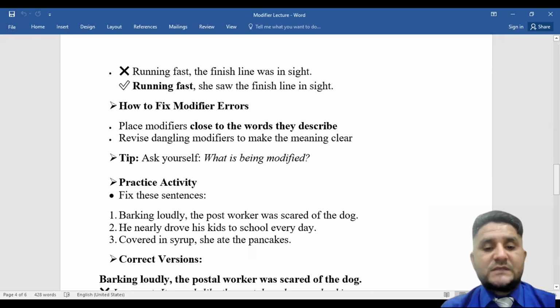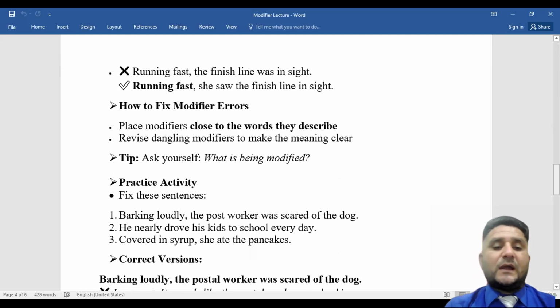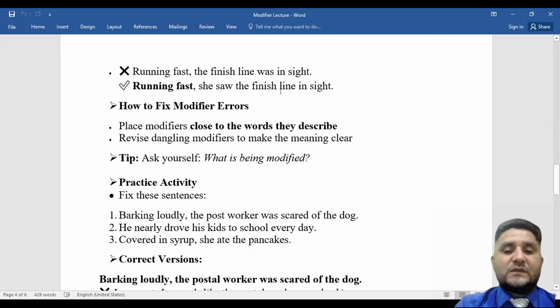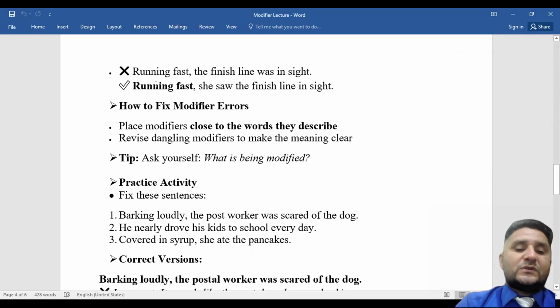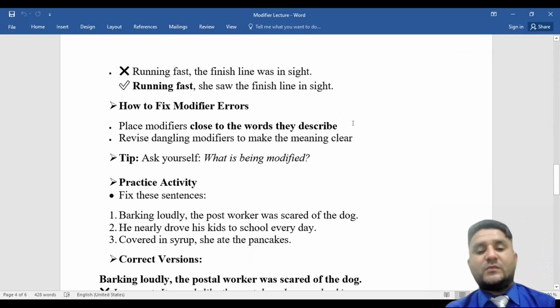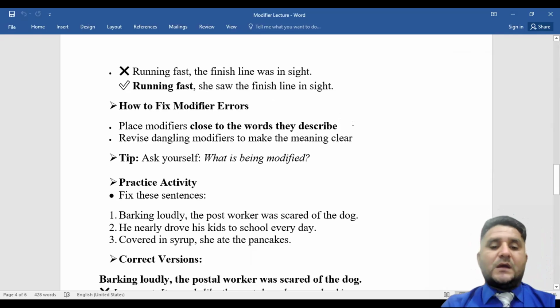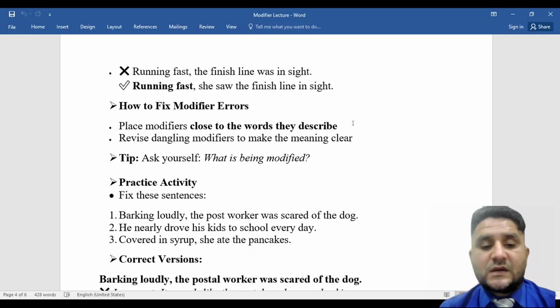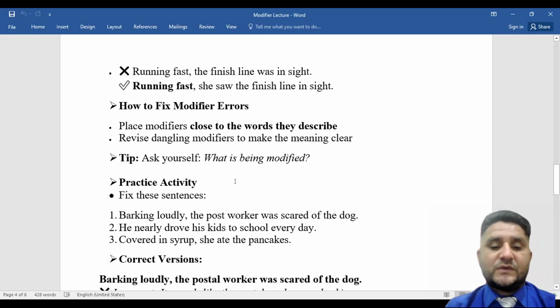Further, we have to fix modifier errors as well. Place modifiers close to the words they describe and revise dangling modifiers to make the meaning clear. As in the example above, running fast, she saw the finish line in sight. We place the pronoun she closer to the modifier running fast. We have to place the modifier in the proper place. A further tip is to ask one question: what's being modified? That's a very important question.